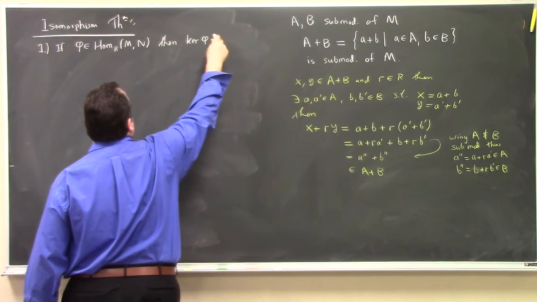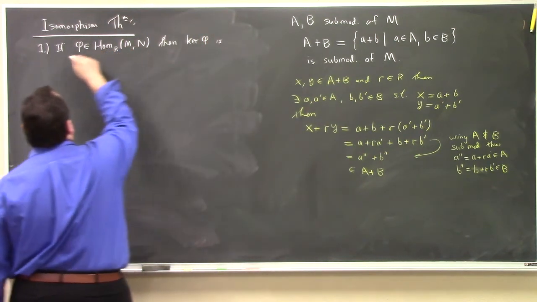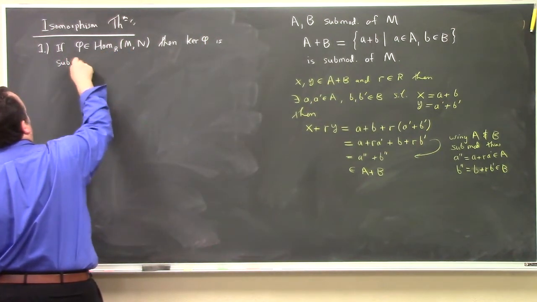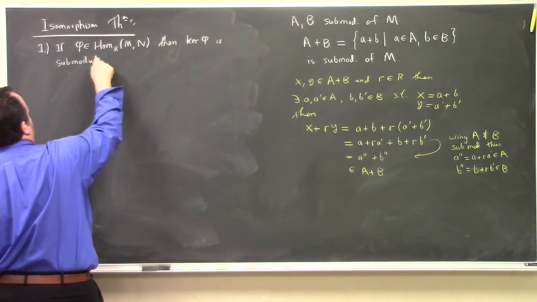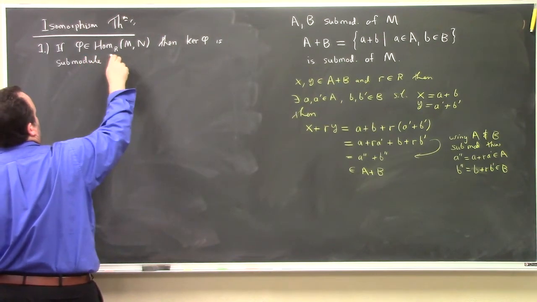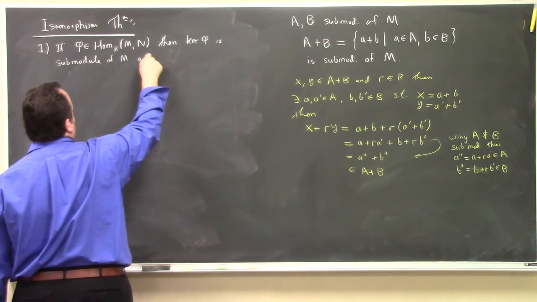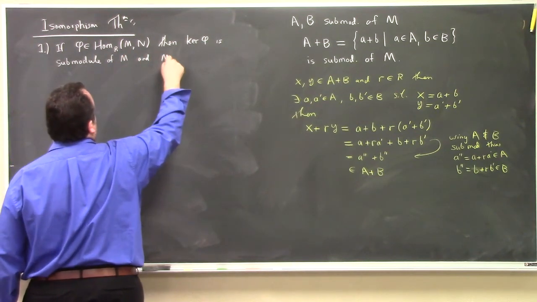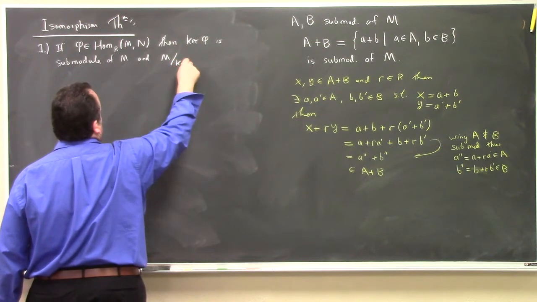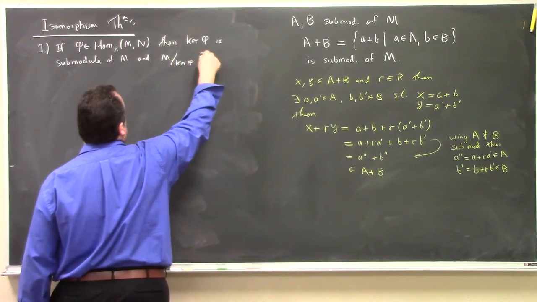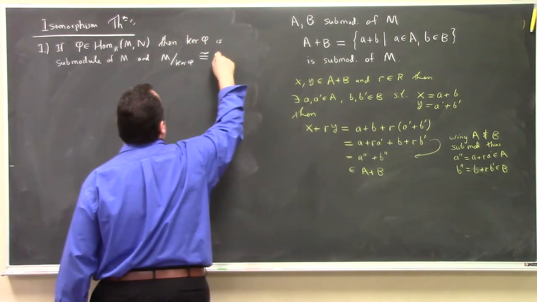kernel phi is a submodule. So there's one of the things I was worried about. No need to worry. Kernel phi is a submodule of M, and M mod the kernel of phi is R module isomorphic to the image.